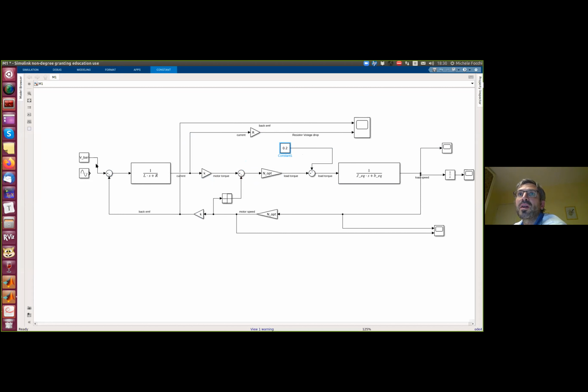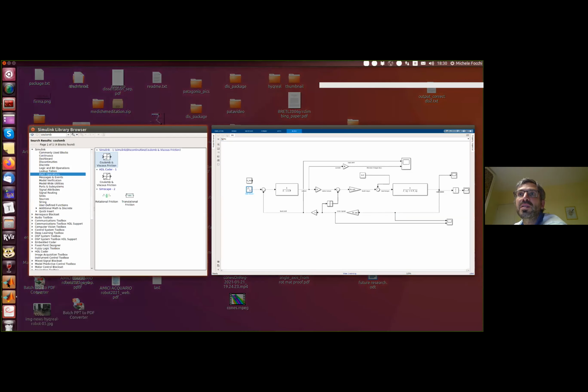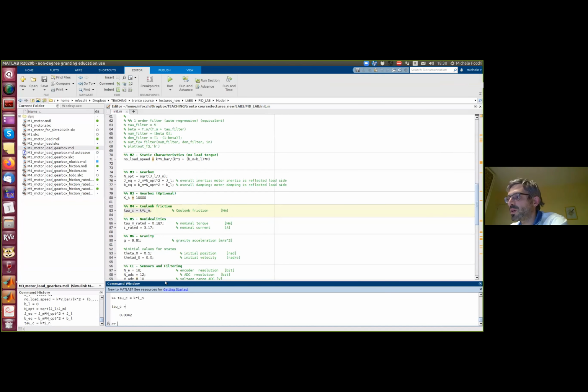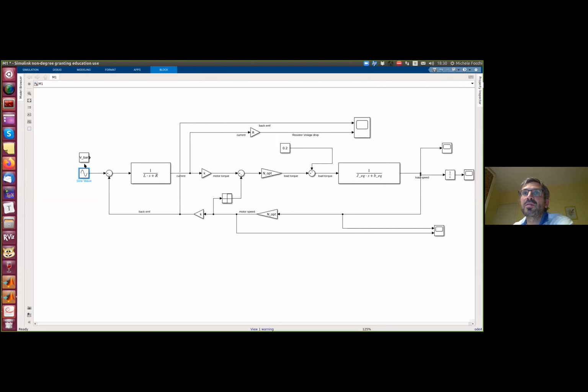Now, if we give a sinusoidal voltage, we said that we want a symmetric voltage. So let's double check if our bias is 0. No, it's not 0. So we set it to 0 to have a symmetric sinusoid around the origin. We simulate. We want to look at the speed of the motor.